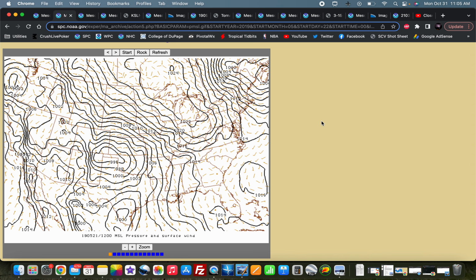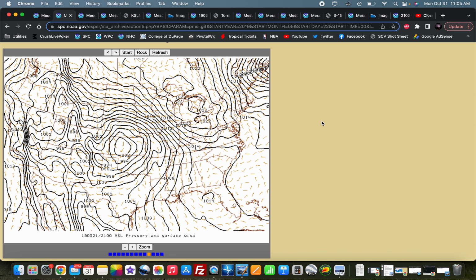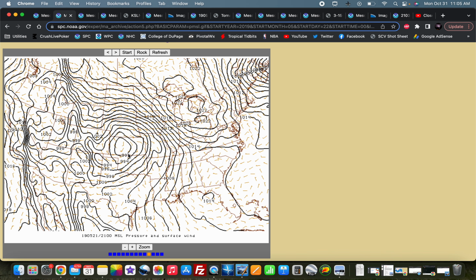Let's go on to our surface pattern here. We'll go forward in time. Very strong surface low here, a 992 millibar low, centered over west central Kansas. And notice our setup: the surface low is very much tucked underneath that cold pocket of air aloft. We'll go to 500 millibars here to our surface low.